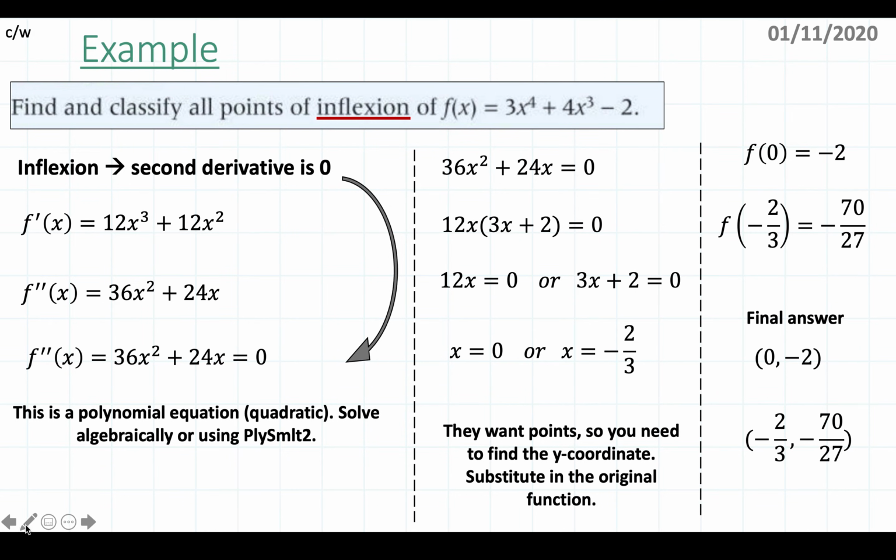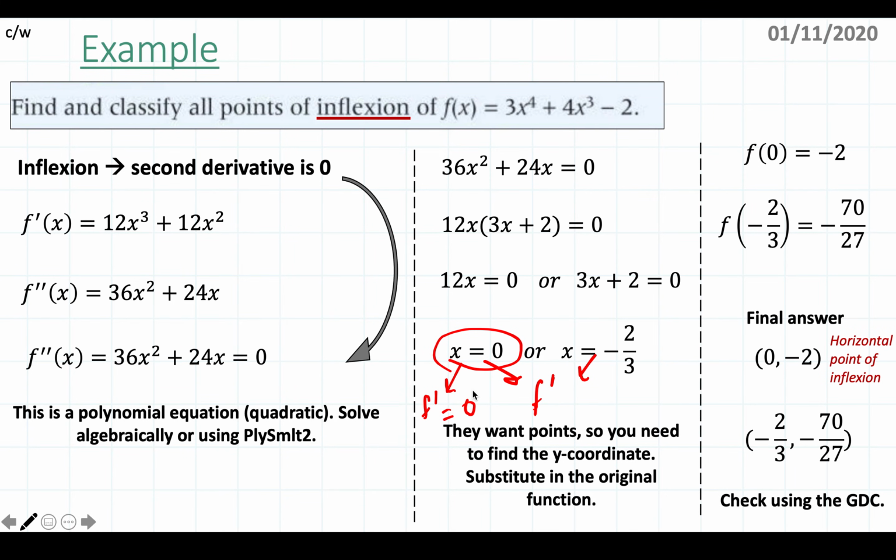So what you're going to do is you're going to also substitute these into the first derivative and see what happens there. And you will notice that actually at this point, the first derivative is equal to 0. Which means this is also a stationary point, which means it's a horizontal inflection point. So in terms of classification, this is a horizontal point of inflection, or horizontal inflection point. And you can check all of this using your GDC. So this is you classifying it just to make sure that we answer all the questions. So we found them, but you classified them as well.